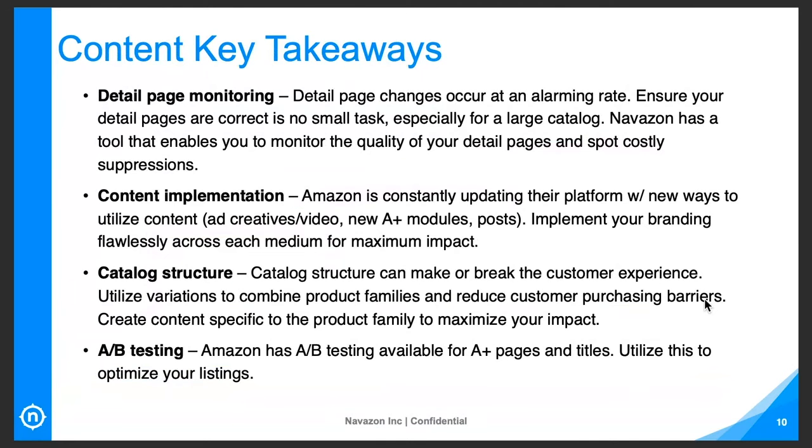So yeah, the key takeaways that we have: detail page monitoring is important because you can spot suppressions. Make sure you are implementing content across Amazon. So using A+, using video, using lifestyle images, using post, using all of the tools that Amazon has available. And then catalog structure, make sure you are correctly categorizing your products using browse nodes and creating variations. And then do some A/B testing. So that's a new feature that's available. Take advantage of it while it's there.